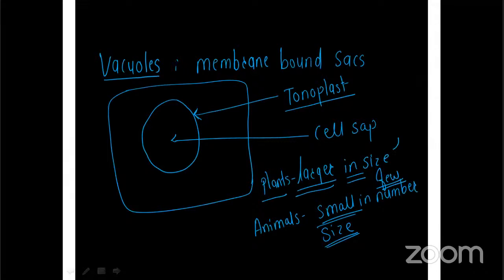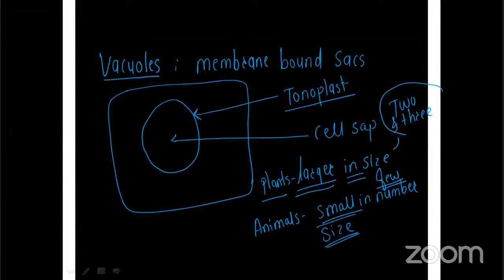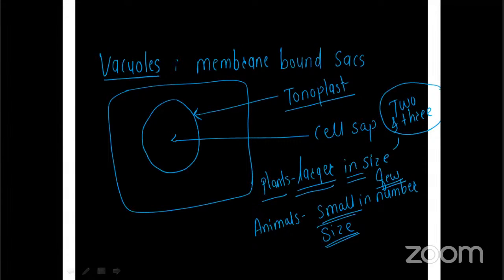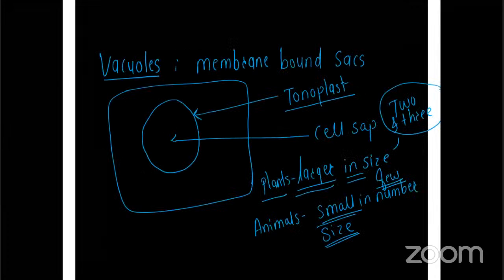Generally 2 to 3 permanent vacuoles are present in the plant cells. These vacuoles comprise the central part of the cell in the case of plants. So in the case of plants, most of the cell can be occupied by the central large vacuole.